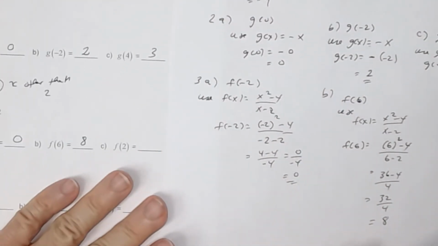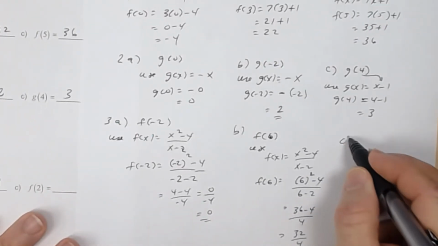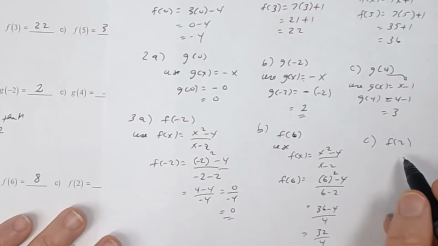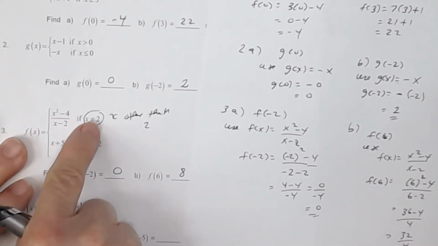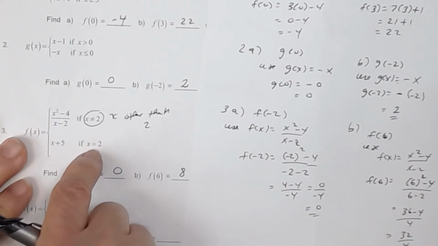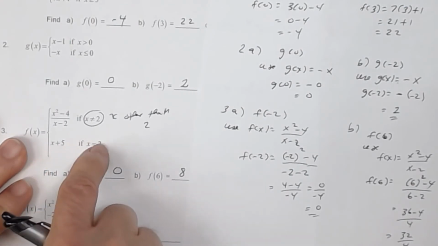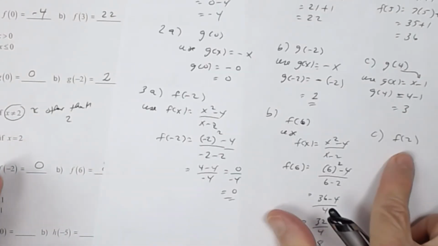All right, so f of 2, part C, f of 2. Now this time x is 2, right? So which one will you use? Will you use this one or this one, the top or the bottom? Well, the bottom, because that's where you're told x is 2. You're going to use this if x is 2. Well, x is 2 here, right? So you're going to use this one.